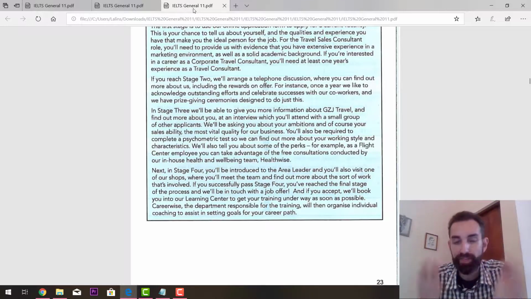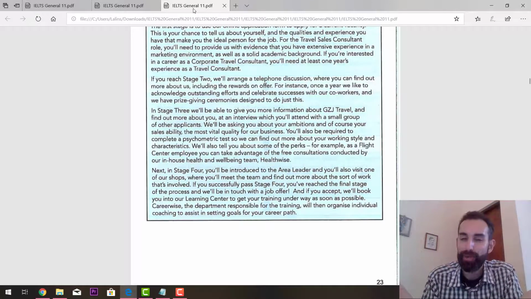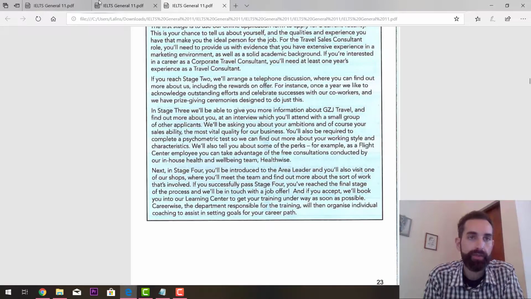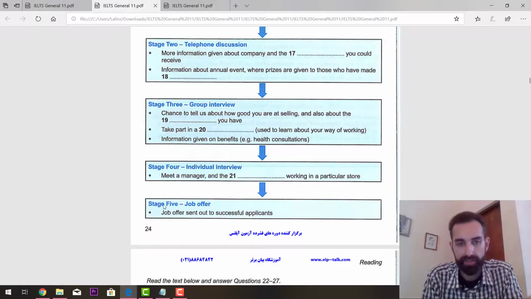But let's finish this paragraph because don't leave a job unfinished. Okay, so if you successfully pass stage 4, you've reached the final stage of the process and we'll be in touch with a job offer. And if you accept, we'll book you into our learning center to get your training underway as soon as possible. Career-wise, the department responsible for the training will then organize individual coaching to assist in setting goals for your career path. Okay? So that's just stage 5, job offer, just read out at the end there.